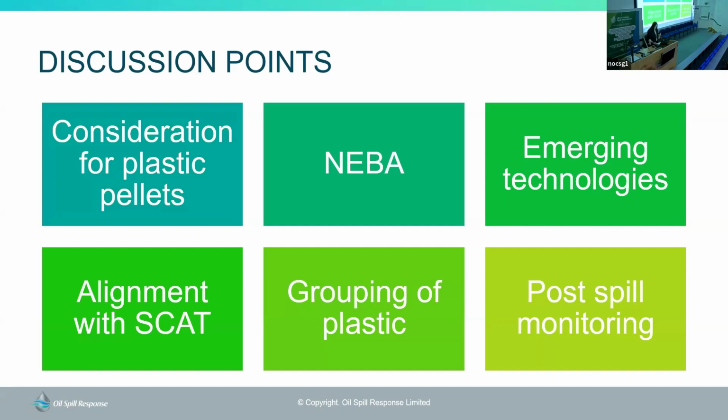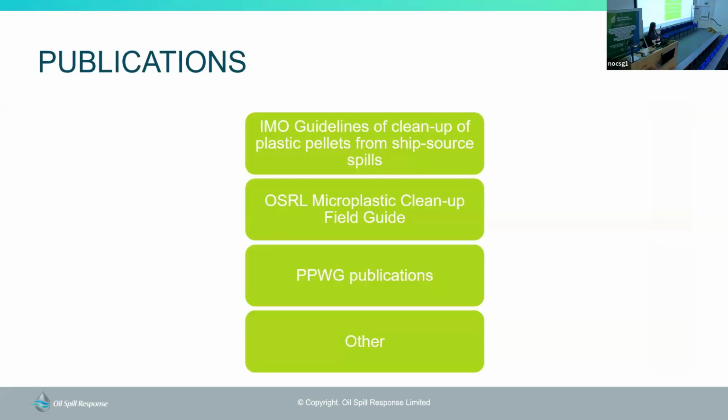But the last slide is the publications. So some of the work that's been done already, and I wanted to share with you, has not been published yet. The first 2 haven't been published yet. The first is the guidelines for cleanup of plastic pellets from ship source spills, and that's based on very recent spills. This is very up to date, and I think it will be published either towards the end of the year, or October, yeah. It's an IMO guideline, so we will all be able to access it. We are also producing a cleanup field guide, the same as the one I showed you for SCAT.